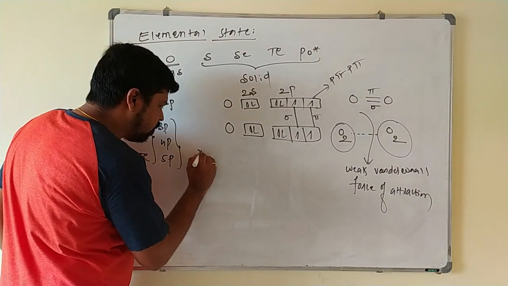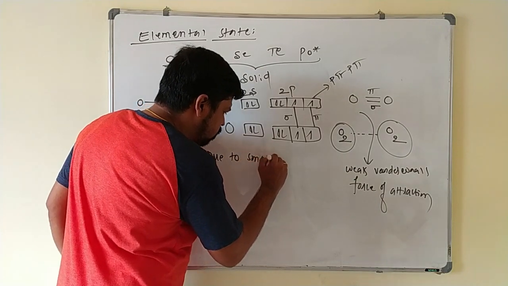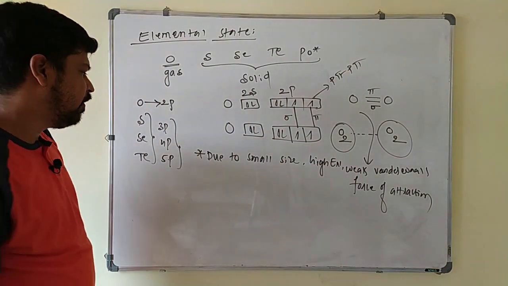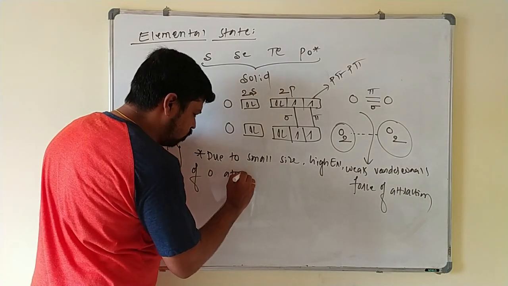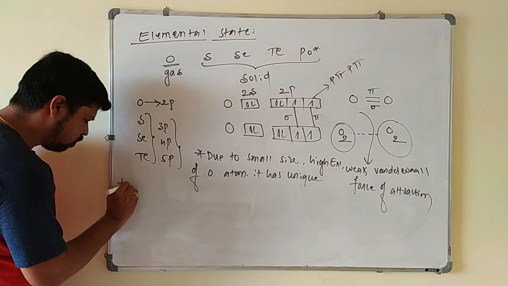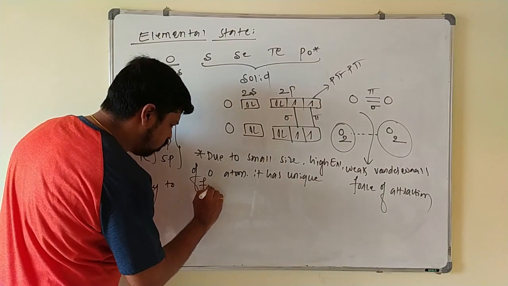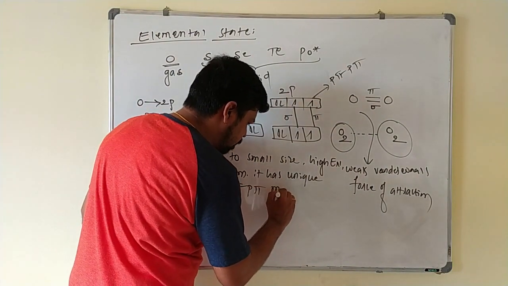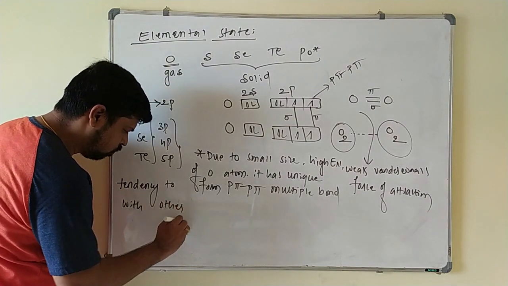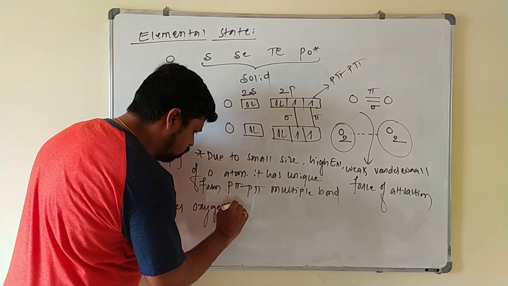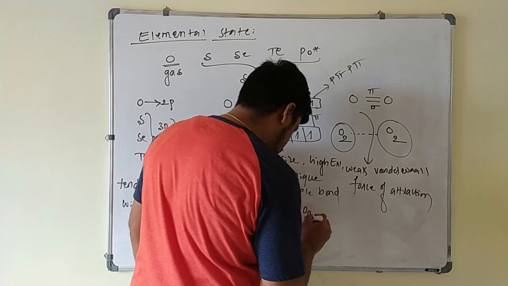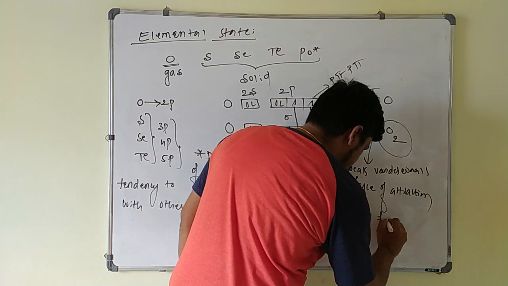I'll write those points here. First point, what we will write? Due to small size and high electronegativity of oxygen atom, it has unique tendency to form pπ-pπ multiple bond with other oxygen atom. Hence, O2 molecule is formed.